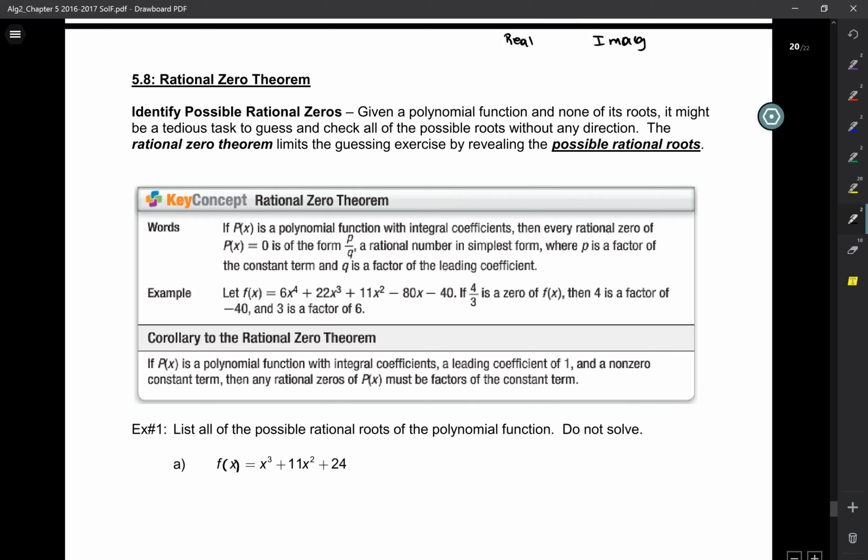Now, if a solution or a zero is a real number, again, it can take on two forms, or it could be of two types. It could be a rational zero, a rational number, or an irrational number. So what's an example of an irrational number? What's an example of an irrational zero?